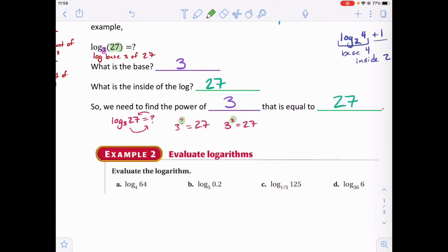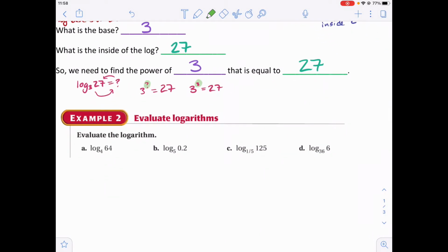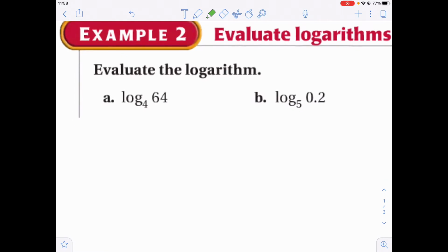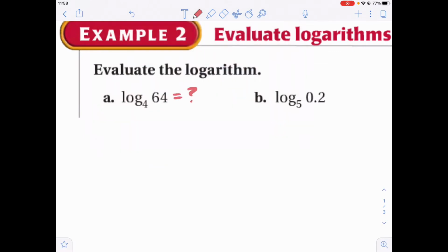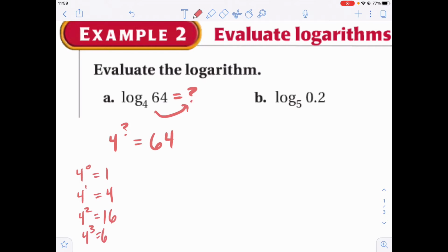So let's do a couple more practice problems like this. So we're going to evaluate these logs. We've got log base 4 of 64. We want to know, what does that equal? So this says, what power of 4 gives us 64? Well, 4 to the 0 is 1. 4 to the first is 4. 4 squared is 16. 4 cubed is 64. So this is going to be 3.